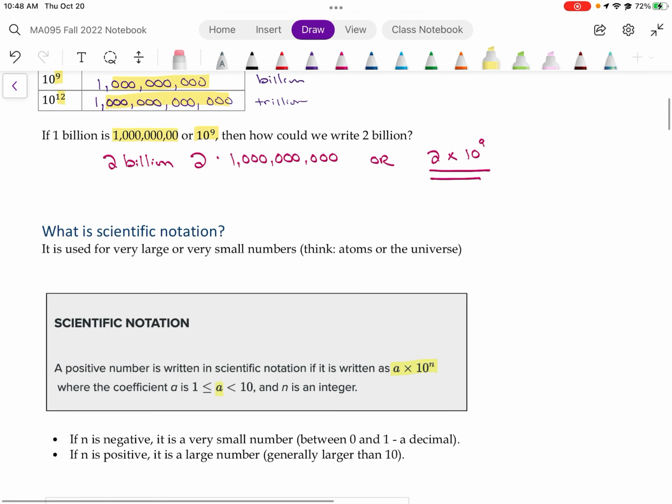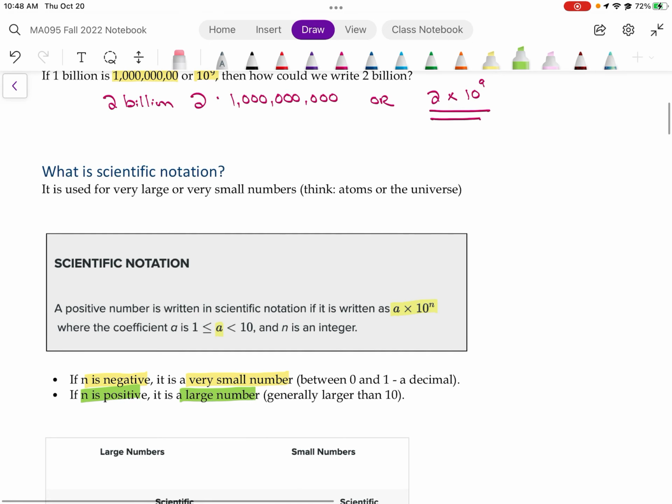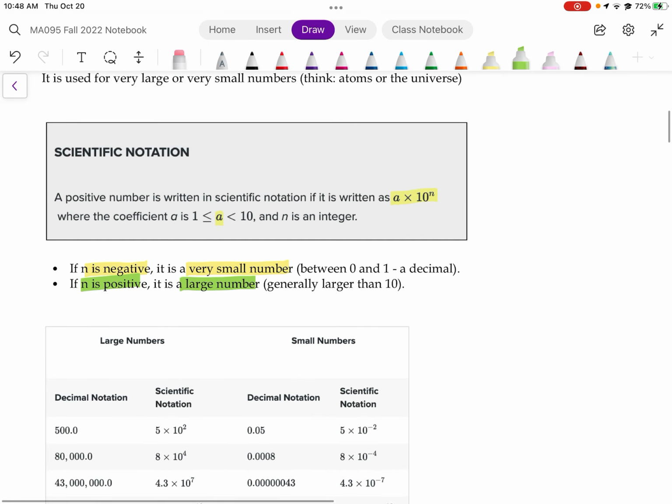So if n is negative, the power, it means it's a very small number. And if n is positive, it can be a very large number, generally larger than 10 at least. We don't usually use scientific notation for things less than 100. It's kind of a waste of time, but you can do it. So, and we will practice with it.